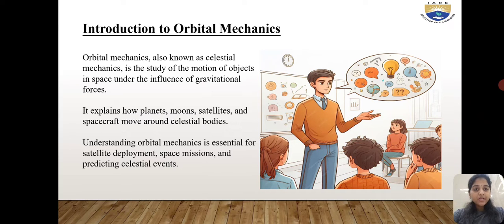Introduction to Orbital Mechanics. Orbital mechanics, also known as celestial mechanics, is the study of the motion of objects in space under the influence of gravitational forces. It explains how planets, moons, satellites, and spacecraft move around celestial bodies. Understanding orbital mechanics is essential for satellite deployment, space missions, and predicting celestial events.